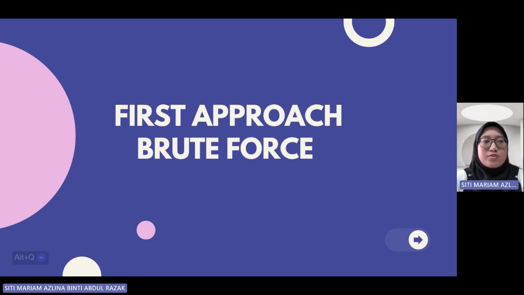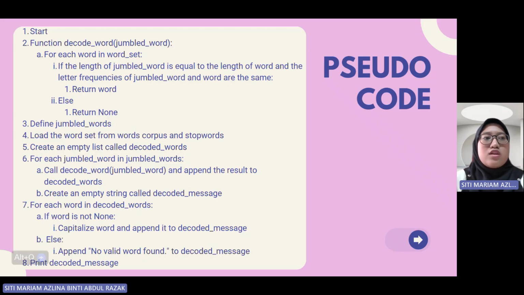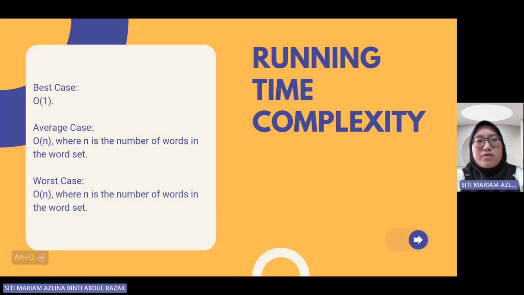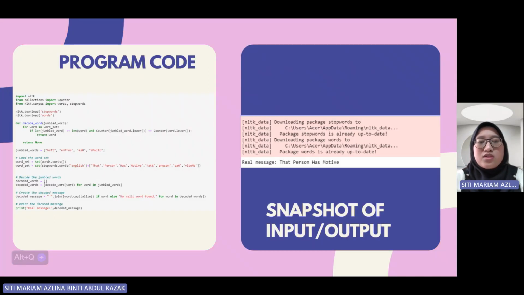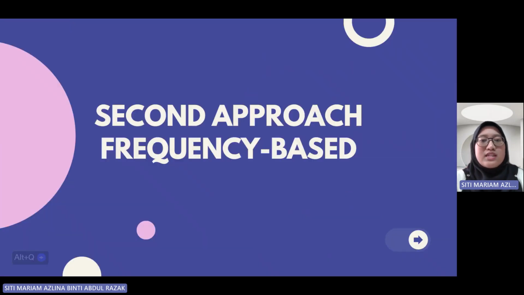So for the first approach, which is brute force, we generate all possible permutations of the jumbled word and check each permutation against the word set to find valid words. This approach can be time-consuming and impractical for large word sets. So this is the pseudocode for this approach. The running time complexity, for the best case, is O(1). Average case and worst case is linear, which is O(n). So the left side is the program code and the right side is the output of this code. Secondly, which is the frequency-based.